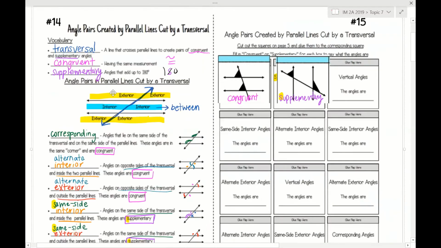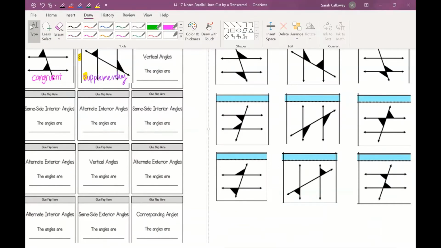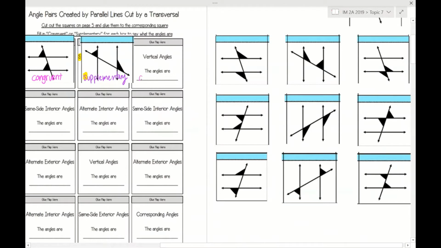So you want to glue that flap there. Vertical angles, we said, are congruent. I'm going to start to write that. And again, my words are just coming up onto the front. You shouldn't have your word written on the front. It's just the nature of what I'm using to do the video.